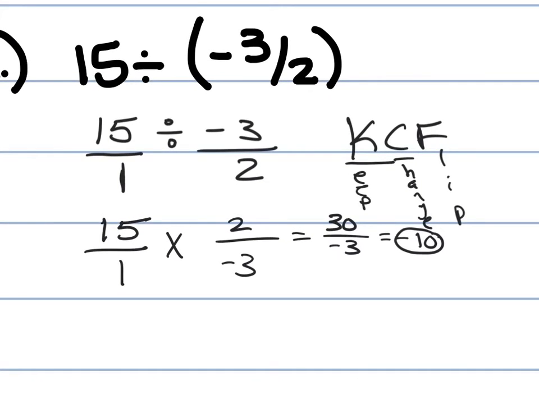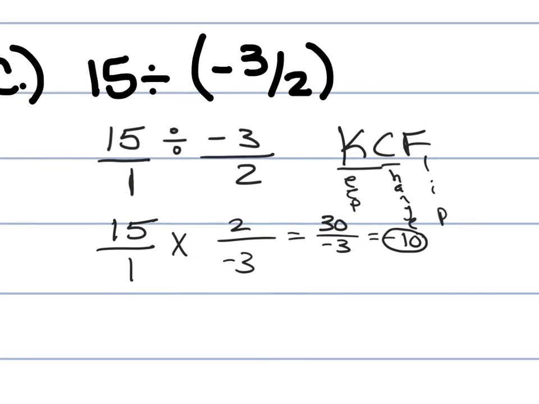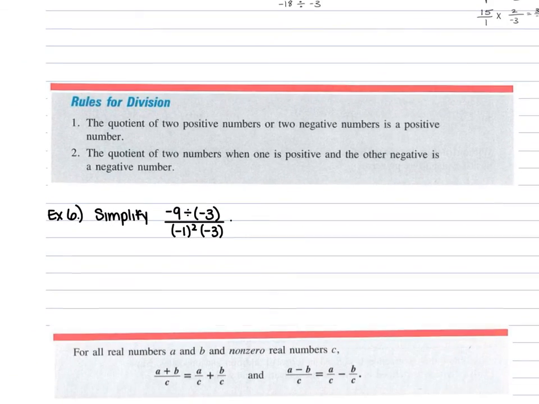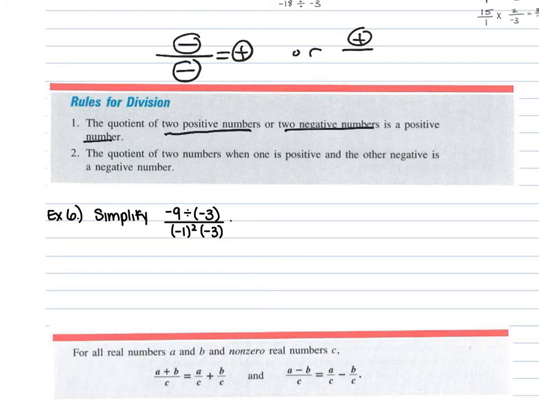Keep, change, flip. When you divide by a fraction, every single time I'm expecting keep, change, flip. Divided by, and then you see a fraction, keep, change, flip. Every single time. All right, so here are our rules for division. The quotient of 2 positive numbers or 2 negative numbers is a positive number. That just means a negative divided by a negative is going to equal positive, or a positive divided by a positive will equal positive. Same rules as in multiplication, we're just dealing with division here.